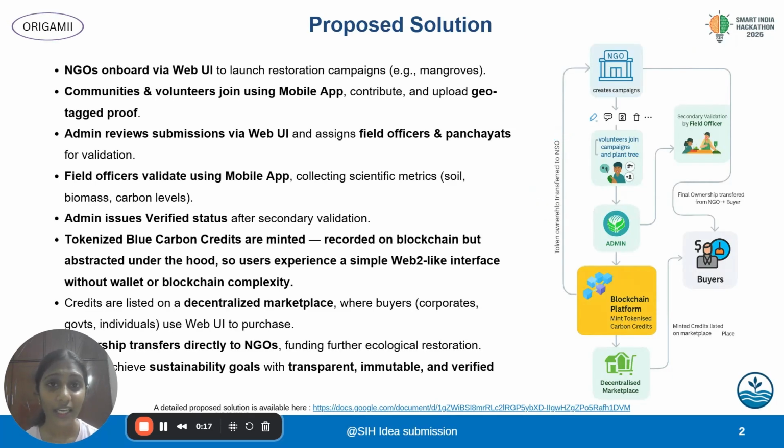Now, as you all know, climate change is one of the world's biggest problems right now. Coastal ecosystems are storing vast blue carbon, but restoration is facing challenges like transparency, scientific verification, and trust in carbon credits. But our solution enables NGOs to launch restoration campaigns with volunteers and field officers validating these activities on the ground. Admins can then verify the data and it will ensure scientific accuracy and trust.